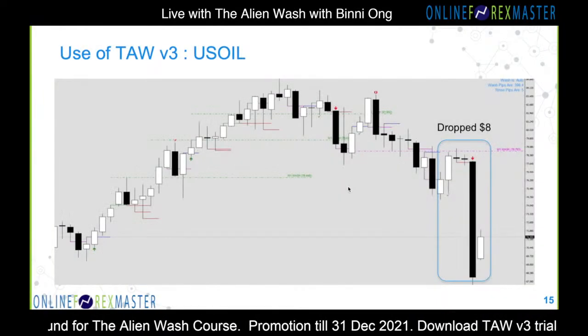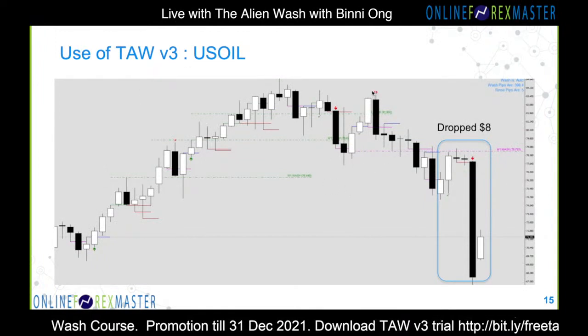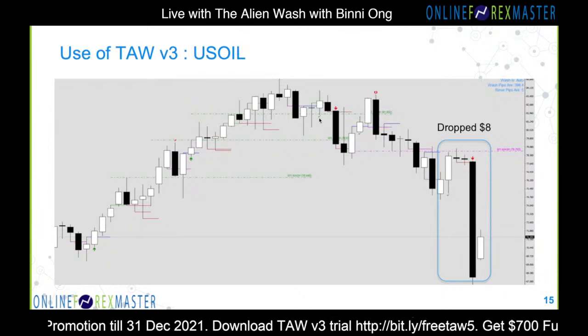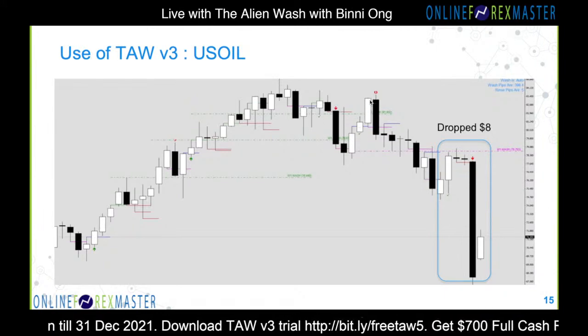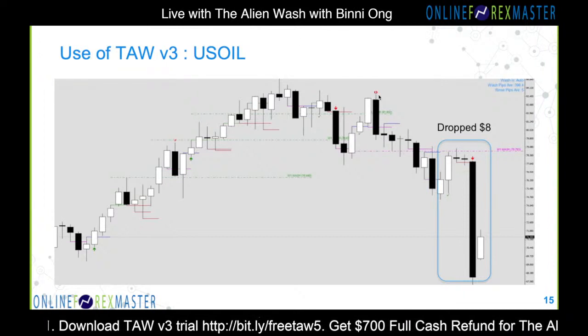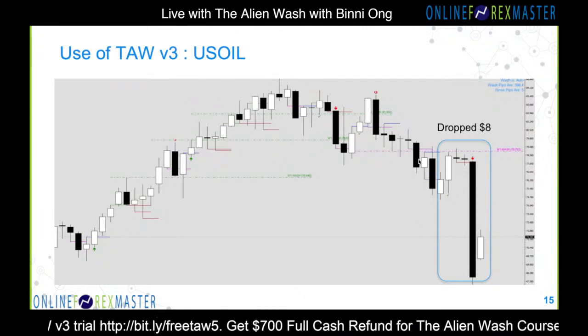All right, so let's take a look at this one. So this is oil, as I mentioned. Take a look at these red color arrows here. Some are fixed, some are arrows. So what do these arrows or ticks tell us? It tells us the wash and rinse. So all these are the wash lines.